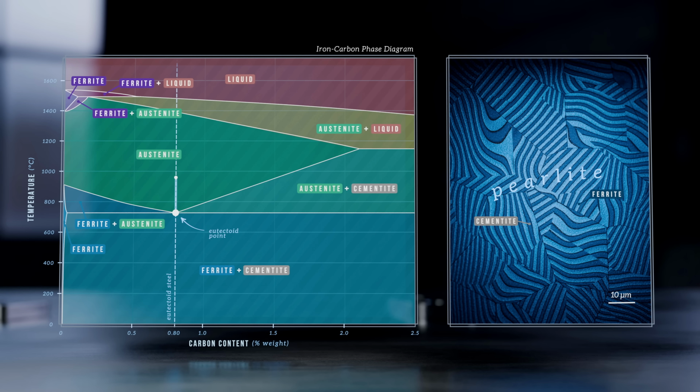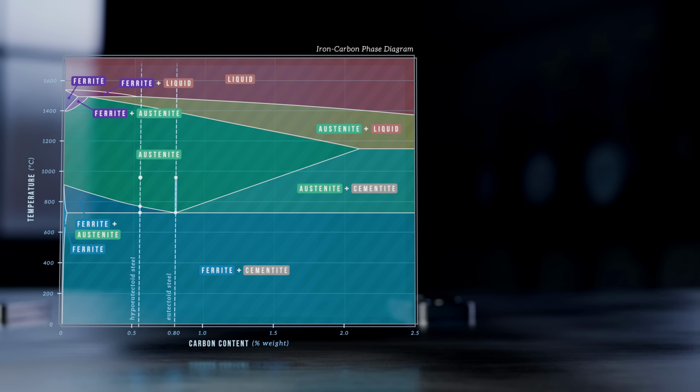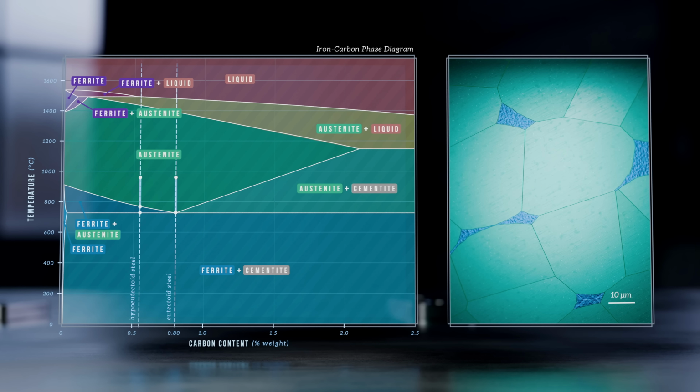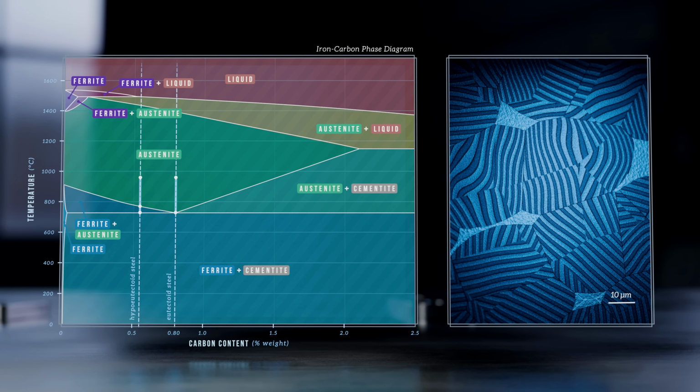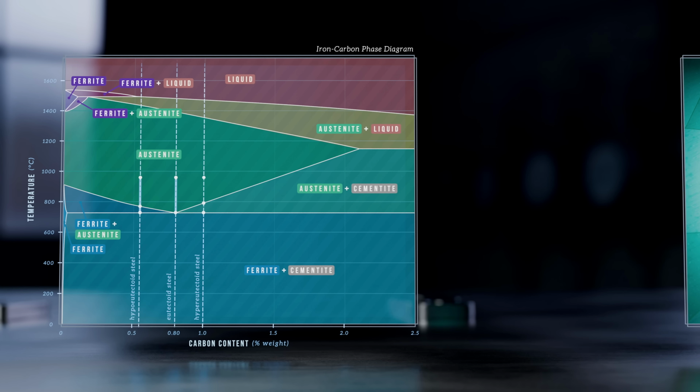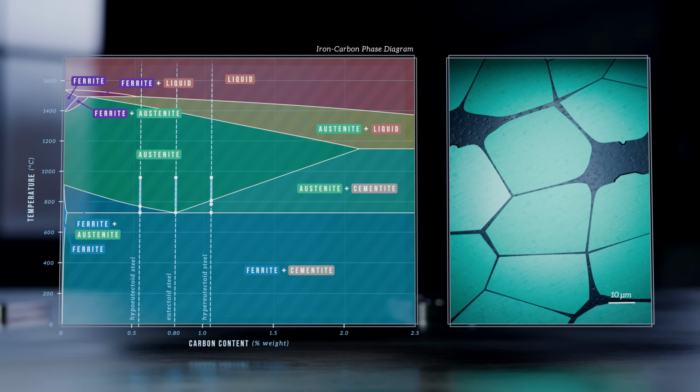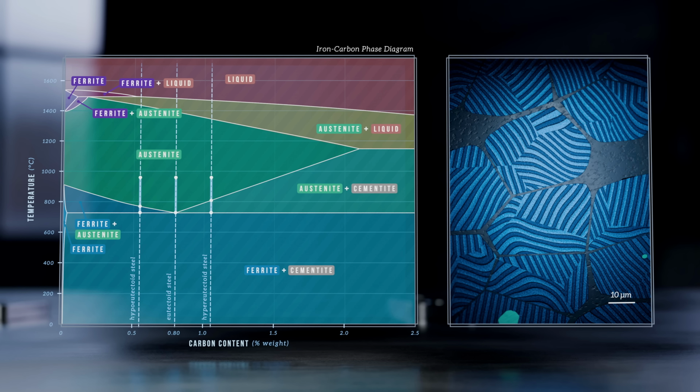In hypoeutectoid steels, those containing less carbon than the eutectoid composition, some ferrite forms before the eutectoid temperature is reached. On further cooling, the remaining austenite transforms into pearlite. The final microstructure ends up being a mix of pro-eutectoid ferrite and pearlite. In hypereutectoid steels, cementite forms first, as the austenite cools. At the eutectoid temperature, the remaining austenite transforms into pearlite, so the final microstructure is a mix of pro-eutectoid cementite and pearlite.